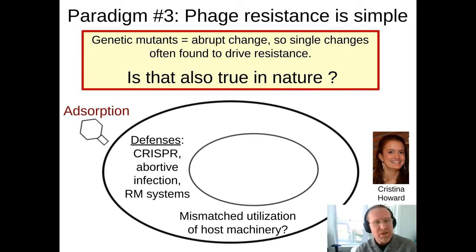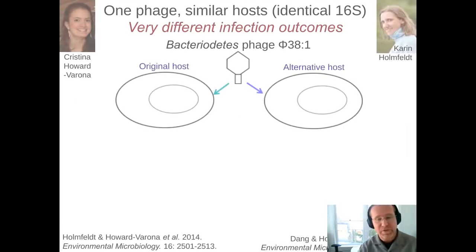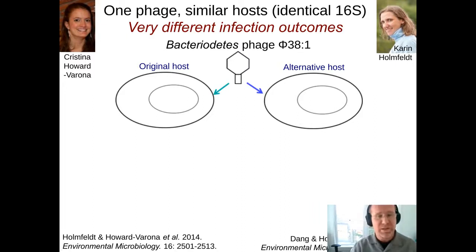So the idea here is, in the lab, if we can make a genetic mutant, that's a very abrupt, targeted change, and so single changes are found to drive resistance. And we wondered, is this also true in nature? Our effort to set up an experiment goes like this. We had one phage which infected a Bacteroidetes host well and another alternative Bacteroidetes host poorly. The two Bacteroidetes had identical 16S sequences, but were isolated from water such that background mutations around the genome had occurred.